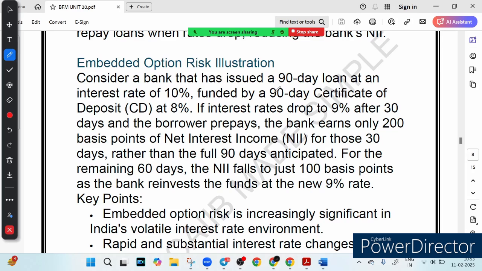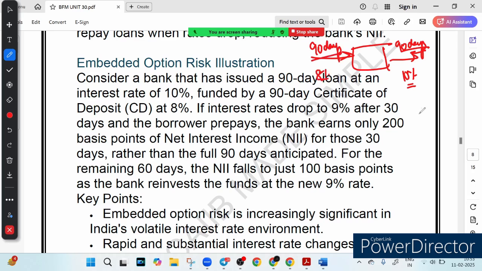This is exactly what happens to a bank when a borrower repays a loan early due to falling interest rates, and that is called embedded option risk. Let's understand this with an example. Suppose this is the bank. It gives a 90-day loan to a borrower at 10% interest rate. Now, to fund this loan, the bank collects deposits for 90 days at 8% interest rate.